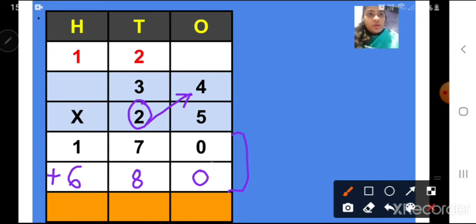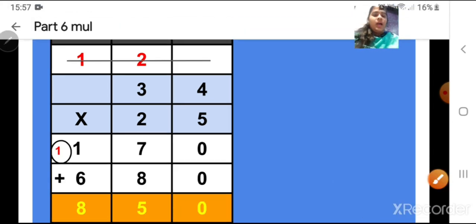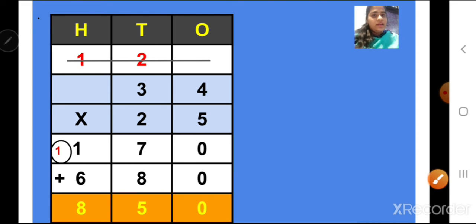So we have to add both the products. So 0 plus 0 will be 0. 7 plus 8 is 15. So here 1 will be carried over and you will write 5 down here. And then 1 plus 1 is 2. 2 plus 6 is 8. In this way you have to add and you will get your final product. So 34 multiplied by 25 is 850. Understood, children, how you have got the answer?